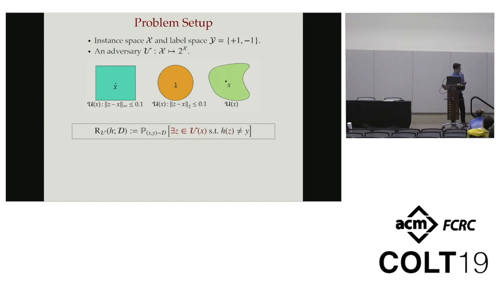The robust risk of a predictor H with respect to a distribution D is defined as the probability over samples X and Y drawn from the distribution that there exists a perturbation Z in the set U of X, where the classifier H labels the perturbation differently. So in other words, a predictor H is robustly correct if and only if it labels every point Z in the set with the label Y.